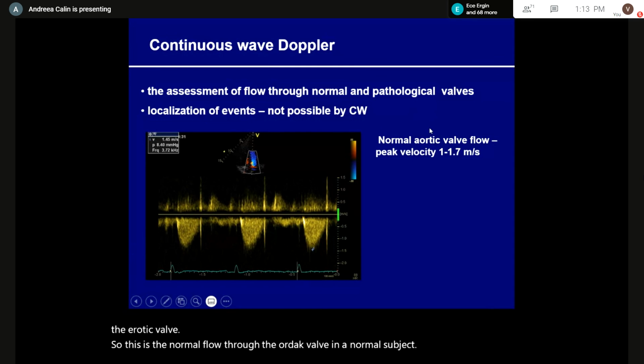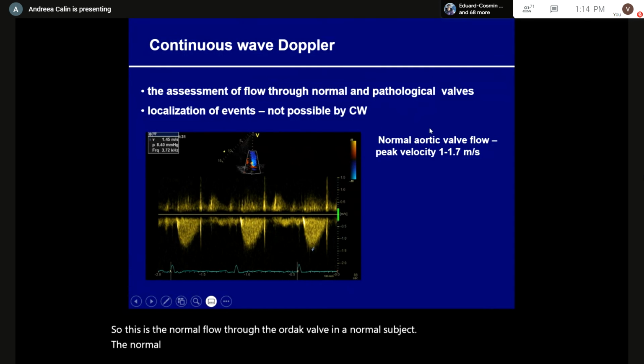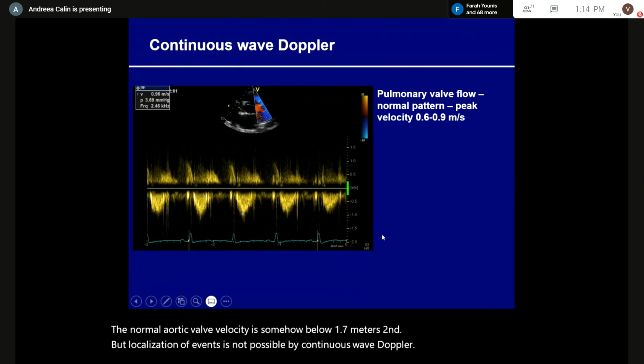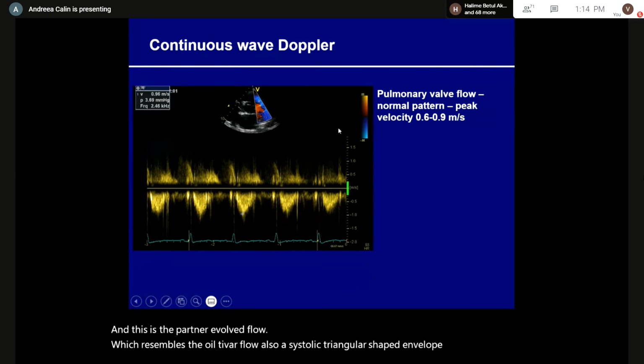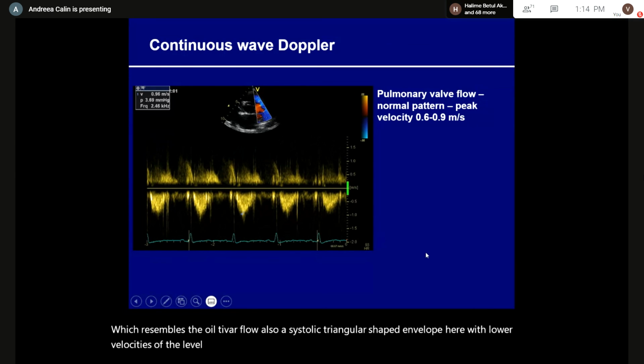The normal aortic valve velocity is somehow below 1.7 meter per second, but localization of events is not possible by continuous wave Doppler. And this is the pulmonary valve flow, which resembles the aortic valve flow, also a systolic triangular shaped envelope here with lower velocities at the level of the pulmonary valve.